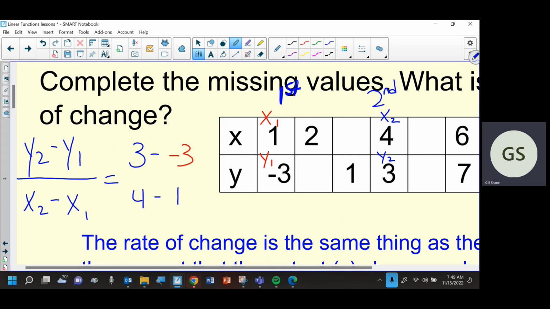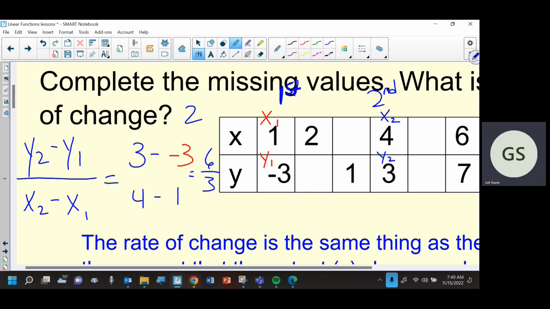All right, so now that I've set up the equation, you just do the math. Be careful on it because 3 subtract -3 is 6, not 0. 4 subtract 1 is 3. So if you say 6 divided by 3, your answer, just like we had before, is 2.